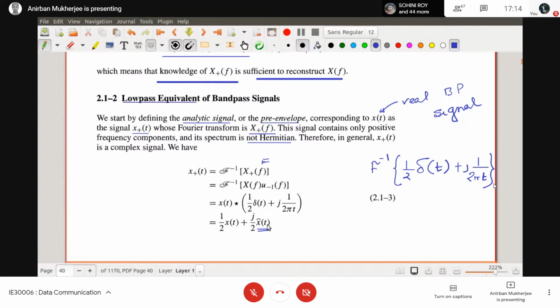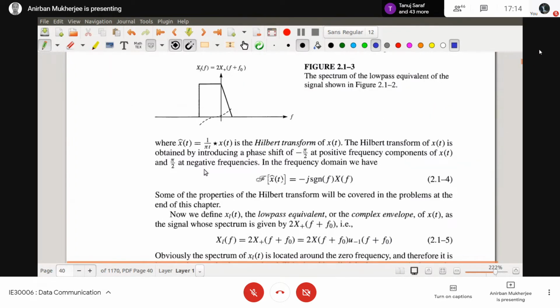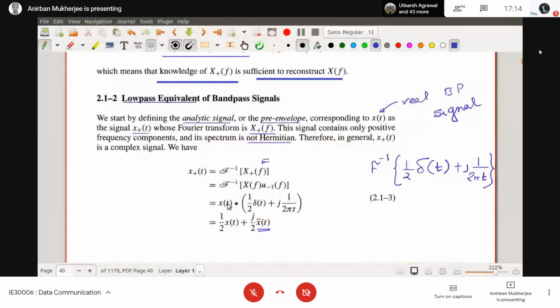Please try to understand what x plus (t) is. x plus (t) is a signal whose spectrum is only the positive part, the right hand side, of the spectrum of the original band pass signal x(t). So x plus (t), whose spectrum is X plus (f), can be written as half of x(t) plus j by 2 x hat(t). Now this x hat(t), basically, what is it? x hat(t) means what?